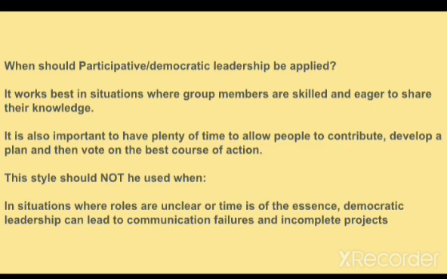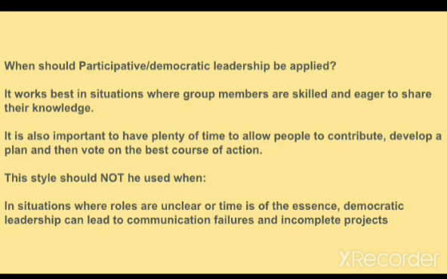So when should the participative or democratic leadership be applied? Here are the points related to adoption of democratic leadership. It works best in situations where group members are skilled and eager to share their knowledge. Means on skilled group members it is helpful. It is also important to have plenty of time to allow people to contribute. If we have the time, then only we can implement the participative style, because discussing ideas with the followers will need a lot of time. So if there is plenty of time, then participative leadership can be applied.